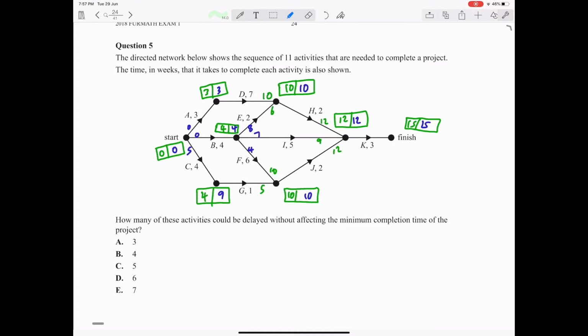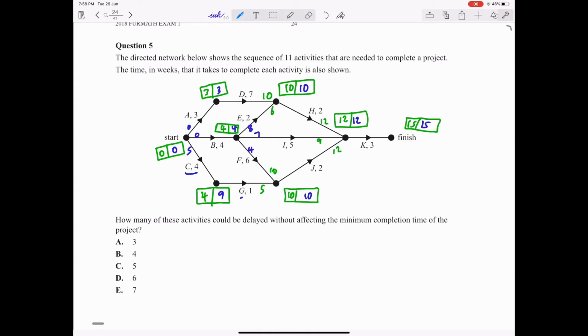And we want to find the number of activities that could be delayed without affecting the minimum completion time. So these would be activities that are not on the critical path, so activities that do not have a slack time of 0. For example, we can see that C over here has a slack time of 5 because it's the latest start time minus the early start time, which is 0. So it does not have a slack time of 0 and it's not on the critical path. So therefore it can be delayed without affecting the minimum completion time.